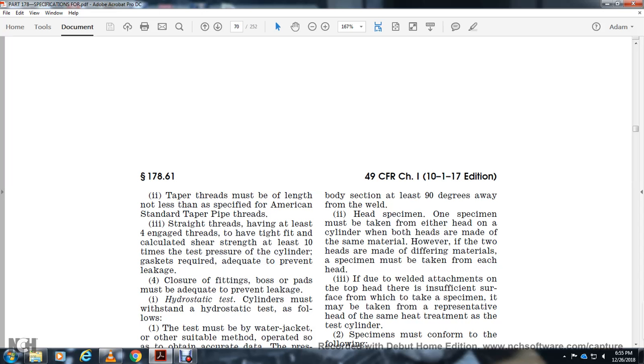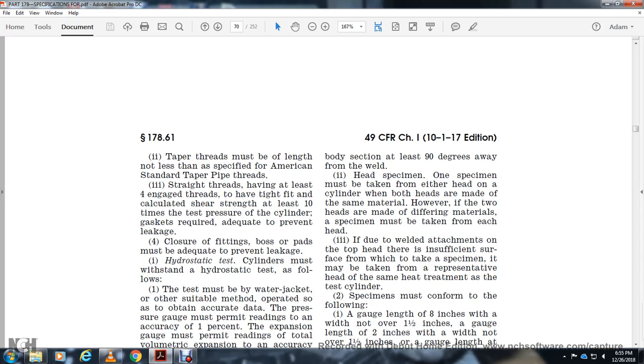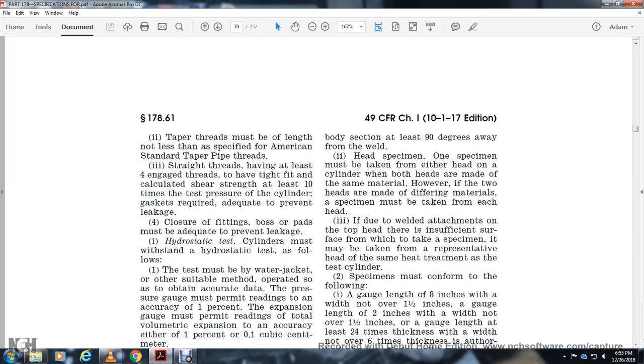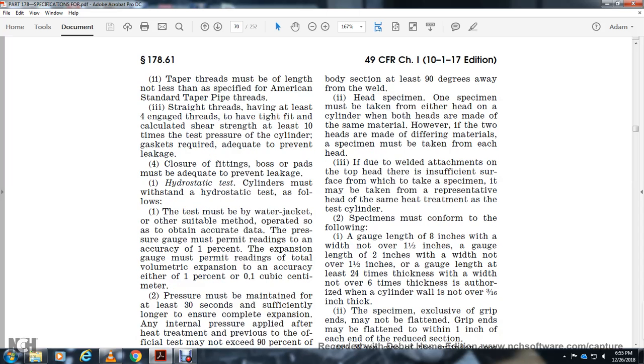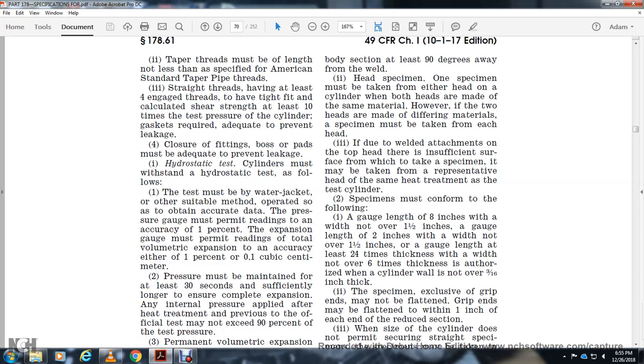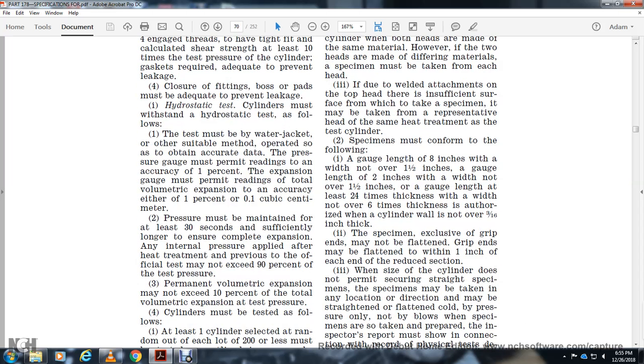Where the surface is insufficient for the taking of the specimen, it may be taken to represent the heat treatment of the test cylinder. The specimen must conform to the following: a gauge length of 8 inches with a width not over 1/2 inch, or a gauge length of 2 inches with a width not over 1/2 inch, with the length not less than 24 times the thickness and the width not over 6 times the thickness of the cylinder wall, not over 3/16 of an inch thick. The grip ends may not be flattened, or may be flattened within 1 inch of the end if the side of the cylinder does not permit a straight specimen. The specimen may be taken in any location or direction, may be straight and flat, cooled by air, and pressed only with a not blow. The specimens are taken and prepared with the increments of the report, but must be shown with a connection to the record.